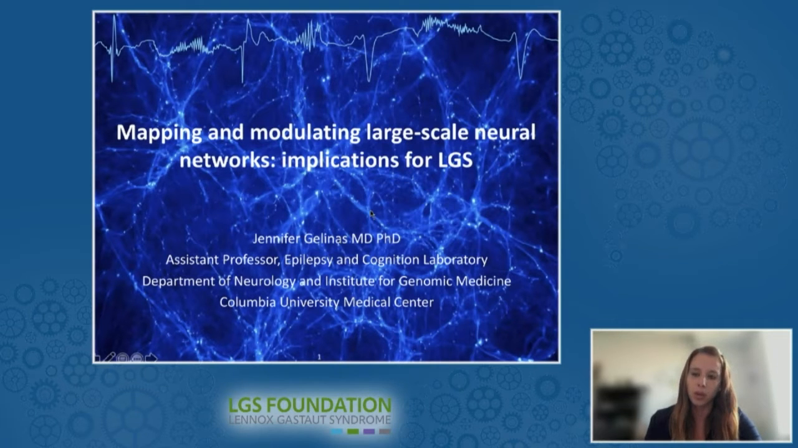And even though I'm not using specific models of LGS, I think a lot of the principles that we're working under are directly applicable, and I'm excited to move in this direction.